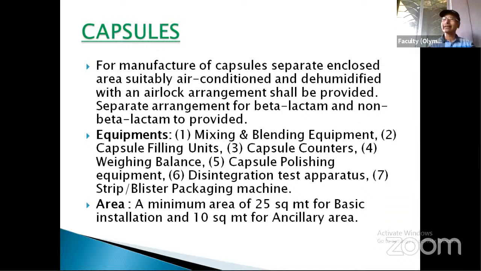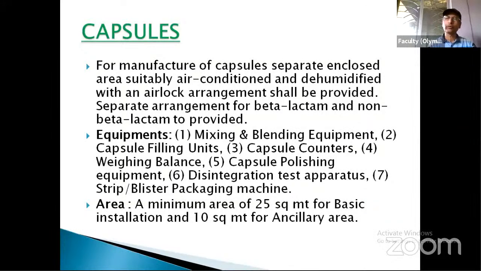So mixing and blending equipment will be there for powder mixing and blending. Then capsule filling units, where I have told you that two dies will be there. Capsule shells will be placed over these dies, and from the hopper, the powder mixture will come and fill the shell, half shell, and over it you just place the other half shell of the capsule, and that is how capsule is made. Capsule counters will be there, and then there will be a weighing balance to see that the exact amount of powder has been provided in each capsule or not.